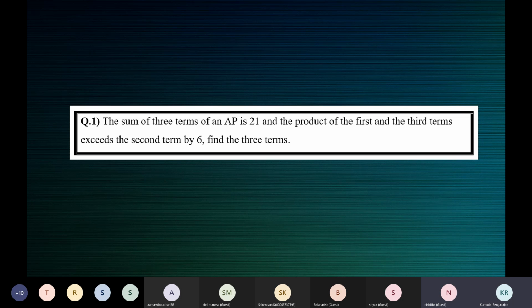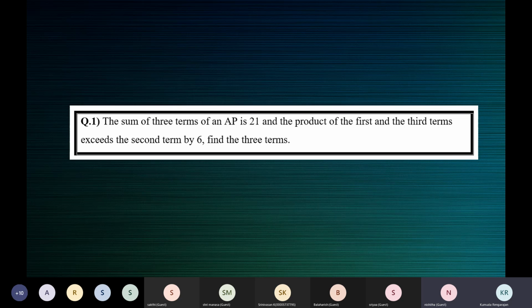Can you recall? How do we assume three numbers in AP? A minus D, A, A plus D. Very good, Srinivasan. Very good. Okay, you can also take A, A plus D, A plus 2D, but A minus D, A and A plus D will help you get the answer faster.